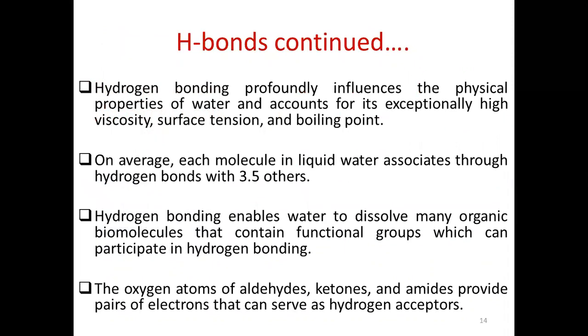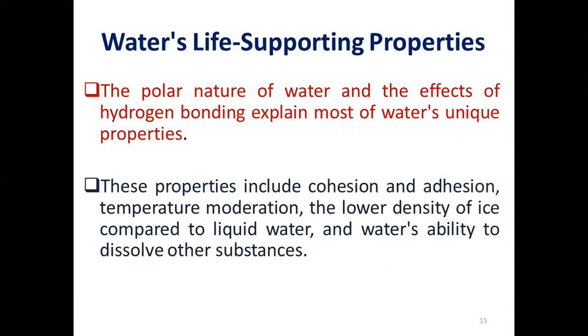So the oxygen atoms of aldehydes, ketones, and also amides provide pairs of electrons that can serve as hydrogen acceptors. In biological systems, you will find that biomolecules that contain functional groups such as aldehydes, ketones, and amides provide pairs of electrons which can serve as hydrogen acceptors. And therefore, these functional groups will actually form hydrogen bonds. This is key to the formation of the three-dimensional structures that are so important for functional aspects of these biomolecules, such as the proteins.